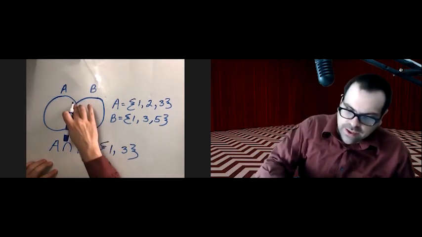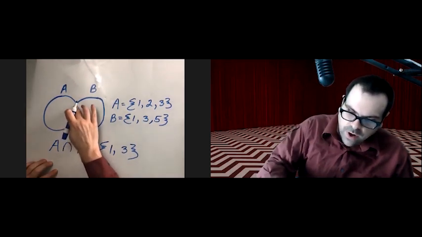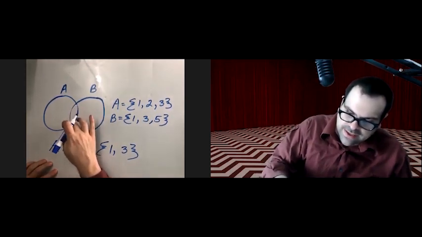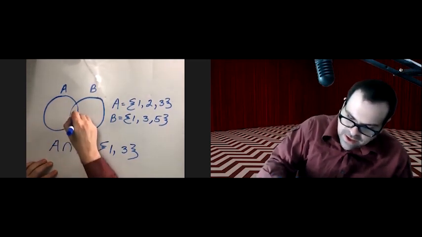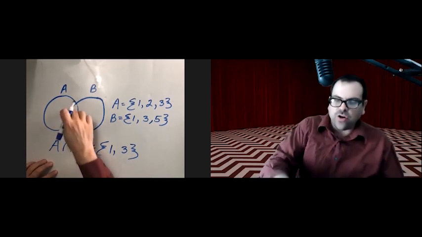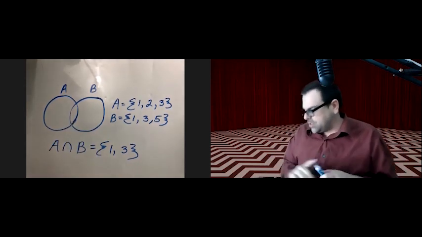Intersection is one type of thing. I don't want to say this other thing is the opposite, because it's not exactly the opposite. If it was the opposite, it wouldn't include the intersection.